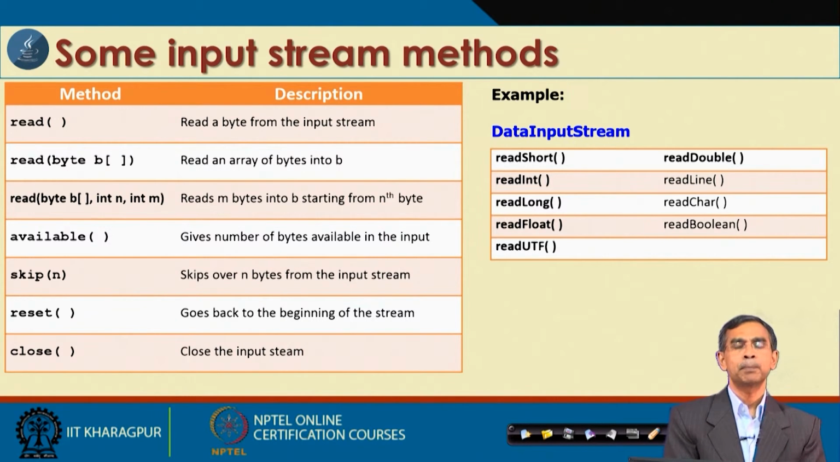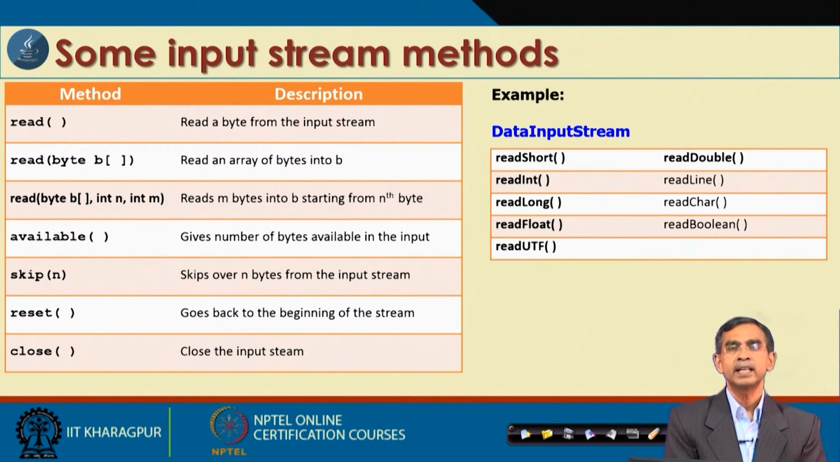Now, here is another example, data input stream is a very popular stream class, and as you see there are also many methods which can be used. Basically, data input stream belongs to these byte stream classes, and it has many utilities. It can read a short integer, it can read a floating point number, it can read a normal integer, it can read a line. It can read a long integer, it can read a character, it can read a boolean, it can read some data in UTF format. There are many other formats as well.